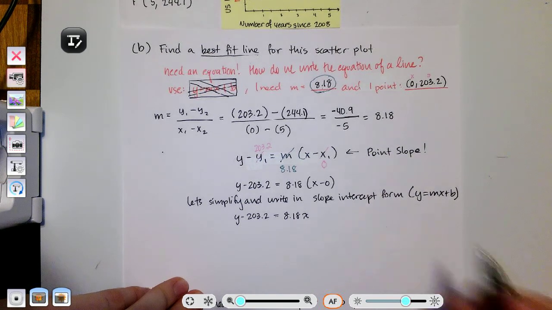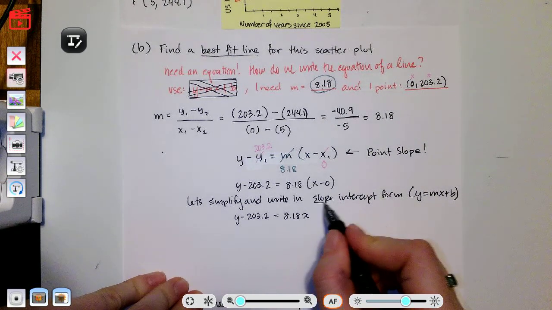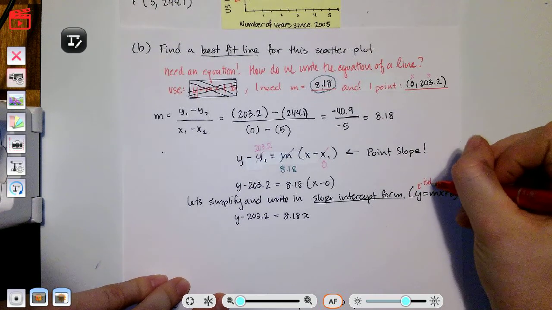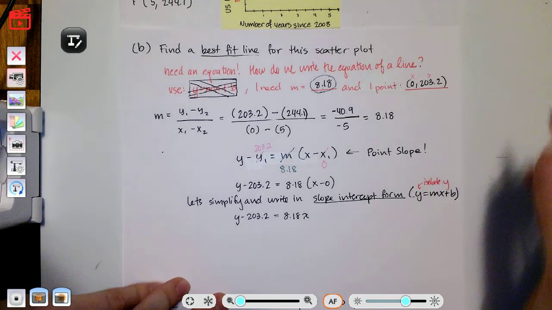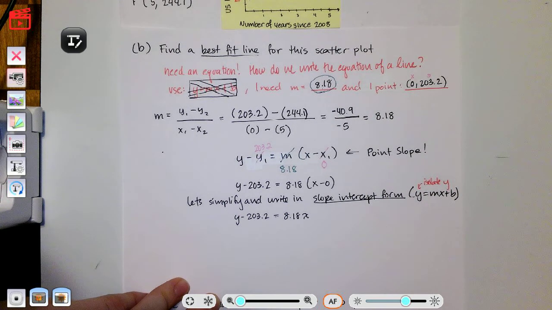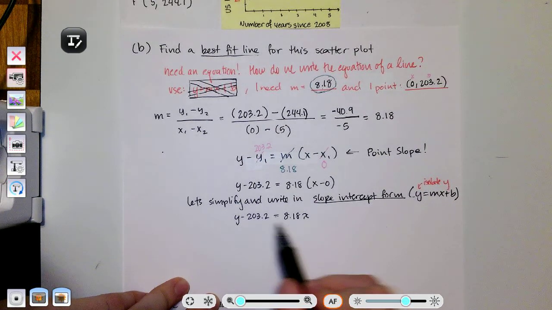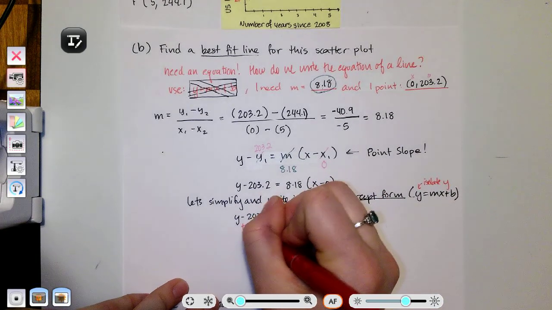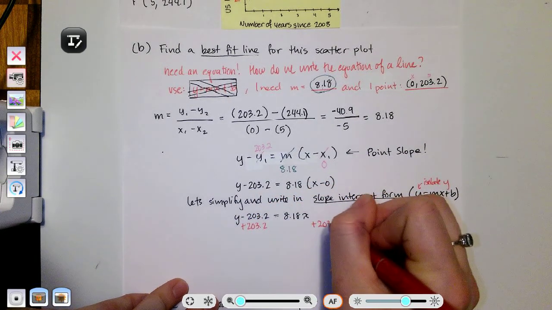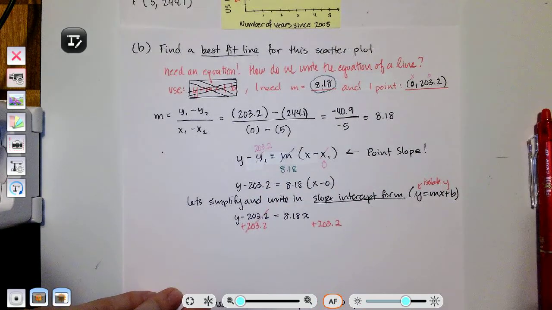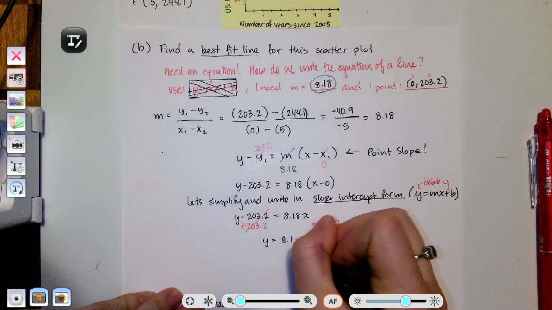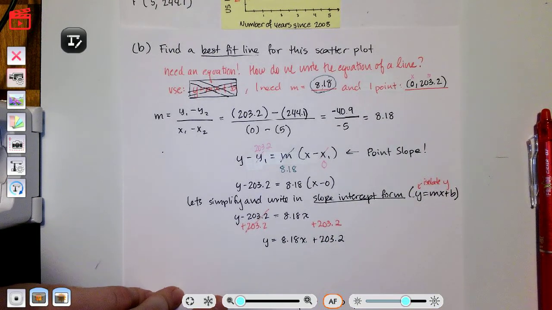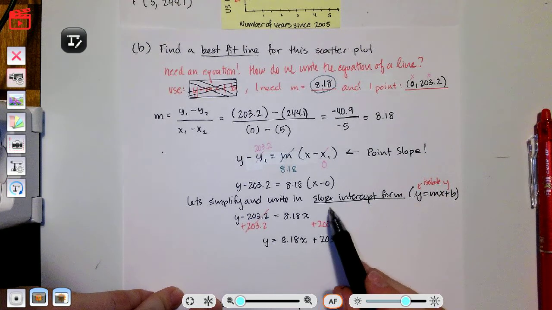That wasn't too bad. So remember, to get into slope intercept form, what we want to do is isolate y. Okay, so how would we get y by itself? We're going to add 203.2 to both sides. All right, let's see what that looks like. y equals 8.18x plus 203.2. And there we go. We have an equation in slope intercept form.